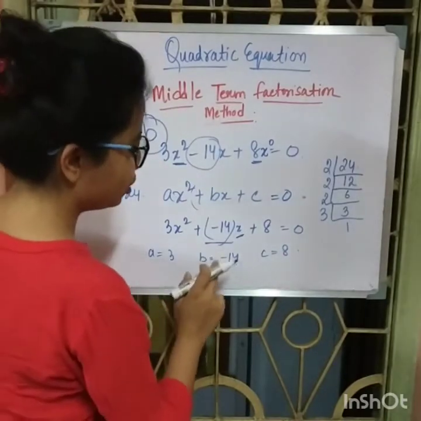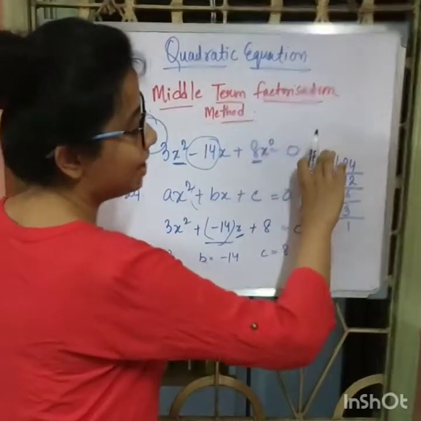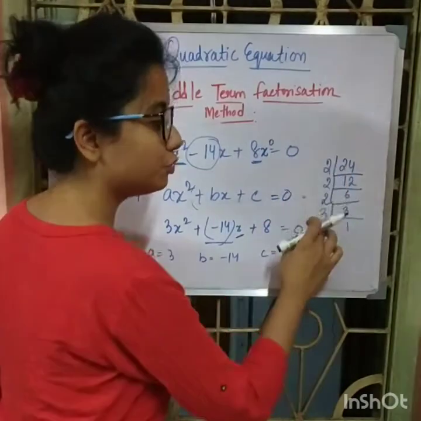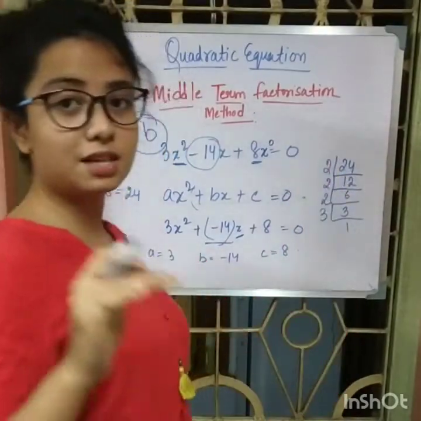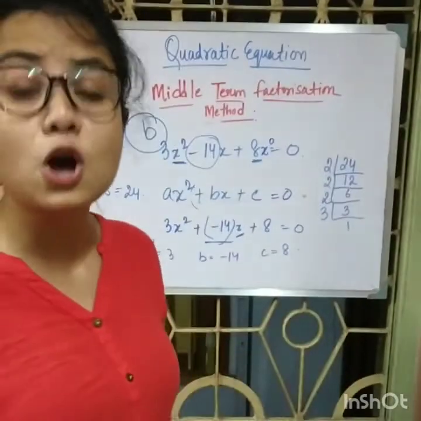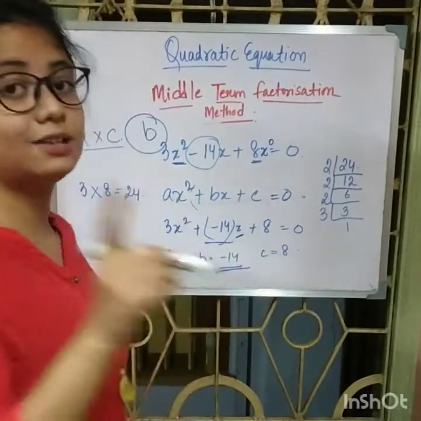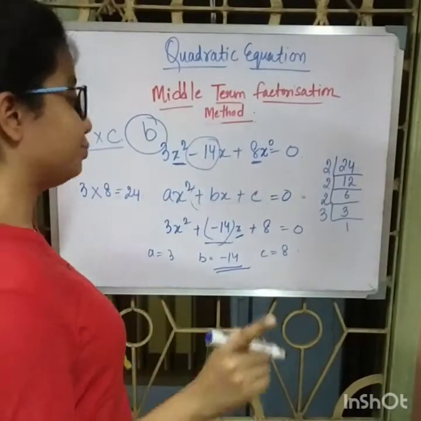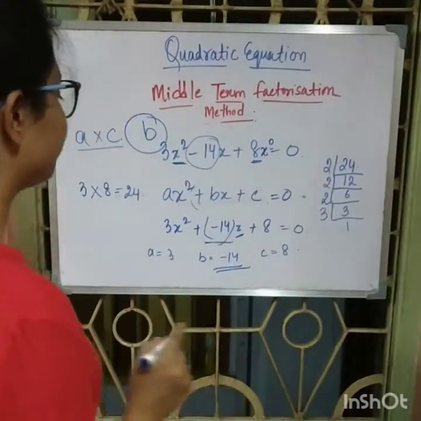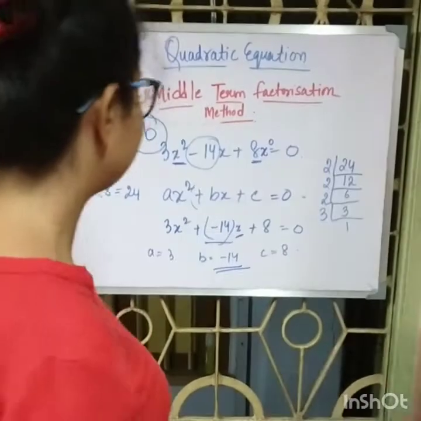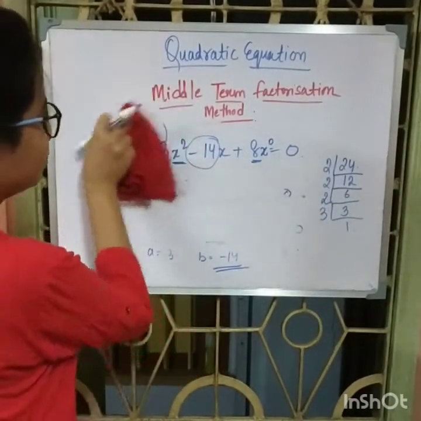Here the coefficient b is equal to minus 14, and my prime factors are 2 into 2 into 2 into 3. So we have to break these prime factors into two parts, so that if we add or subtract the two parts, we should get minus 14 and not just 14. Remember it, we need to take care of the signs as well. It's very important, don't forget. Okay, so let's rub it off.